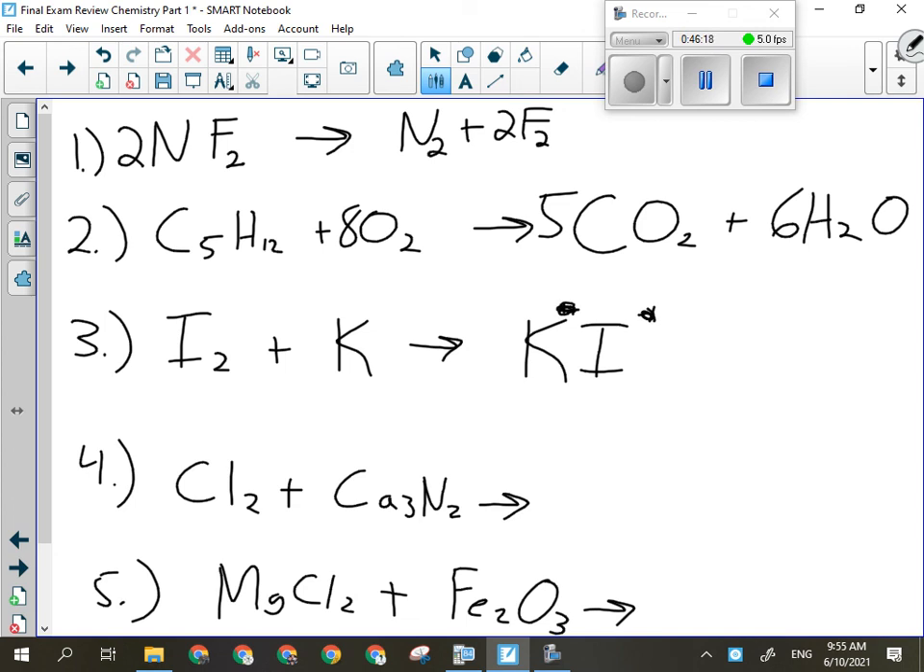But over here, there are 2 iodines. So I need to go over here and make sure I have 2 iodines. That's going to give me 2 potassium, so I need to put a 2 there in front of the potassium, and now it's balanced. Okay. Everybody all right with that one?